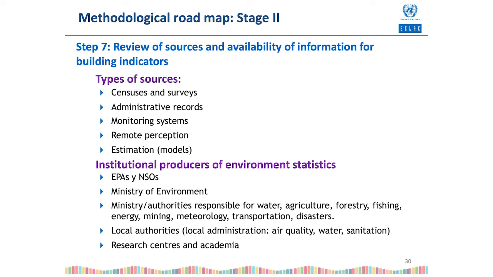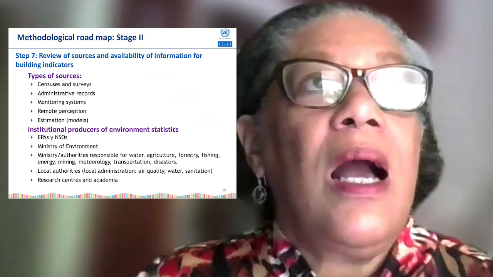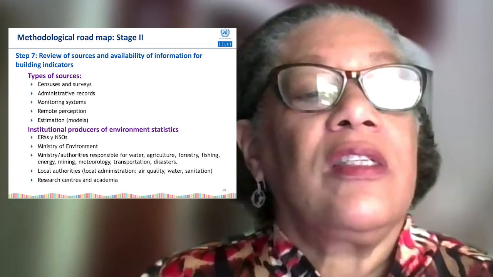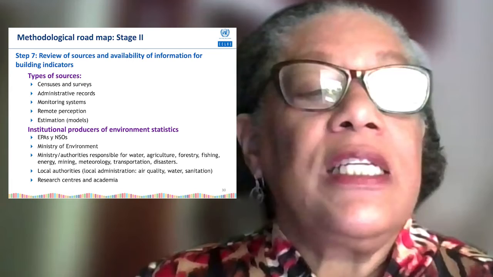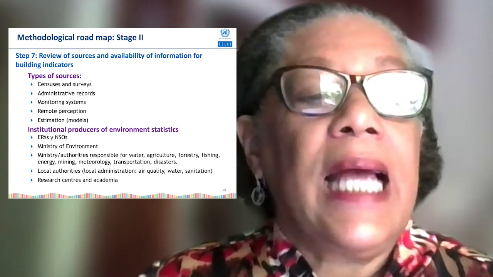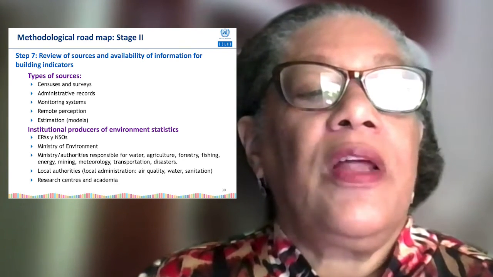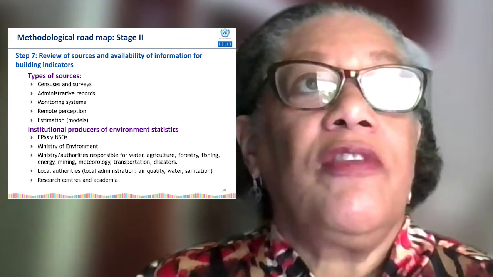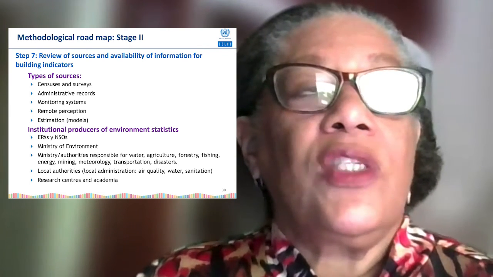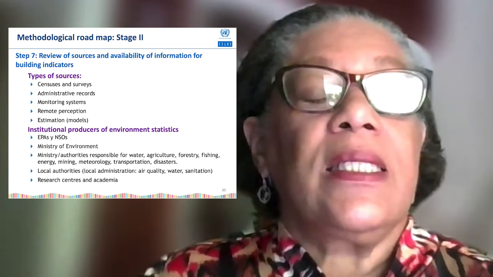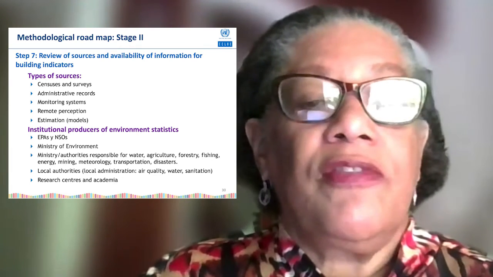Step 7 continues with looking at the type of sources for data, which are censuses and surveys, administrative records, monitoring system, remote sensing and estimation. And these institutional producers would be Environment Protection Agencies and the National Statistical Office, as well as the Ministry of Environment, other ministries and authorities that are responsible for various environmental aspects such as water, forestry, fishing, mining, meteorology, and disasters, among others, as well as other local authorities that have responsibility for air quality sanitation. And it's also necessary to liaise with research centers and academia in reviewing the sources of information.